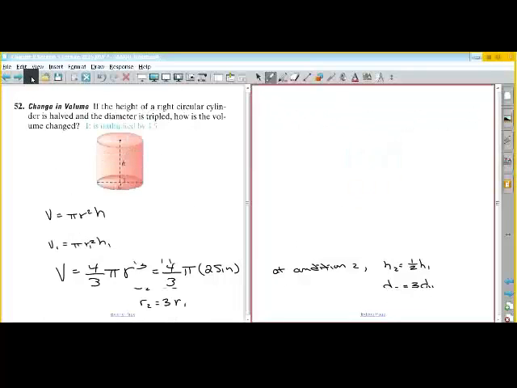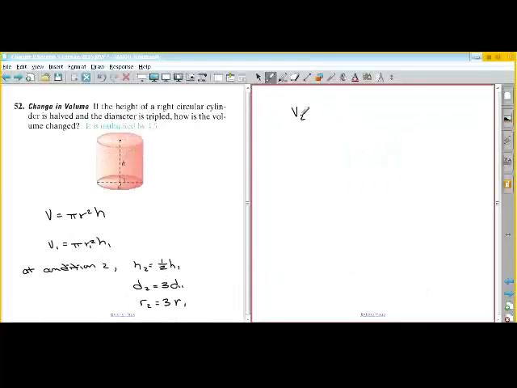So at that point, you can say, okay, the volume for the changed volume is going to be pi r2 squared times h2. But then we can use these substitutions. So for r2, I'm going to put in 3 times r1, and then I square it. And for h2, I'm going to put in 1/2 h1. So I've rewritten the heights after the changes have been made in terms of the original values.